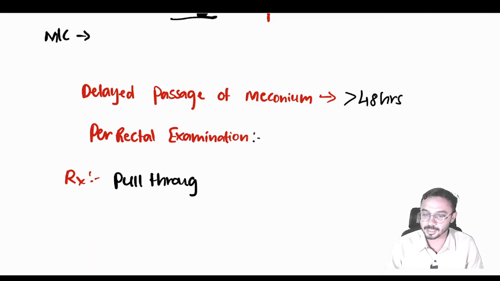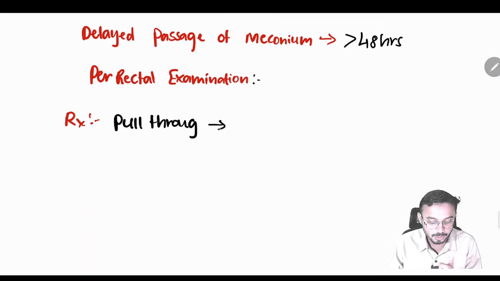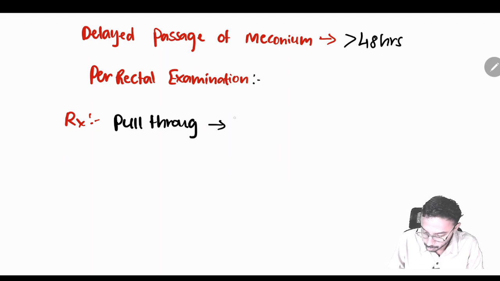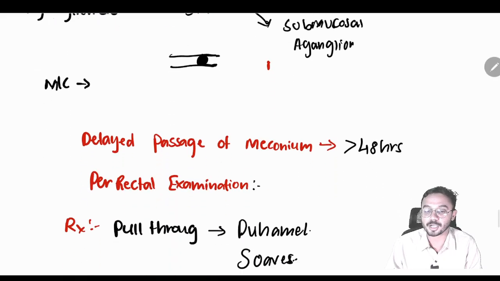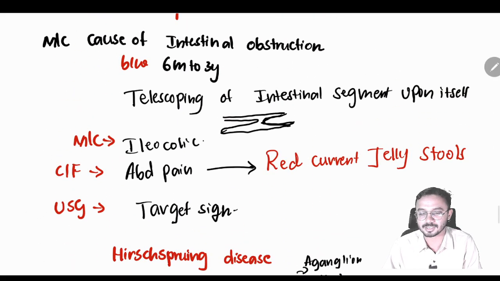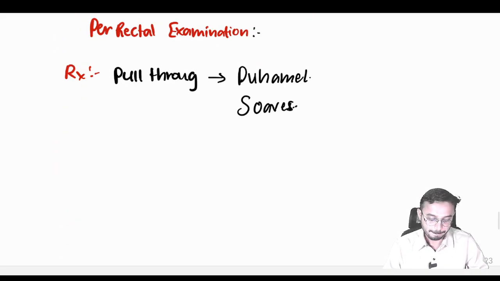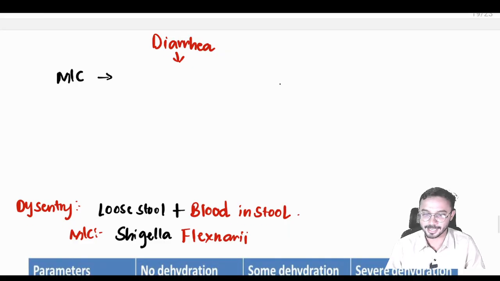So some surgeries are performed. What are the treatments, tell me? Duhamel and Swenson surgery are performed in Hirschsprung disease. Okay, very important. So all of you, please go through the slides carefully. And next we move to the most important topic, that is diarrhea.